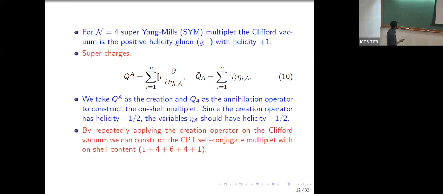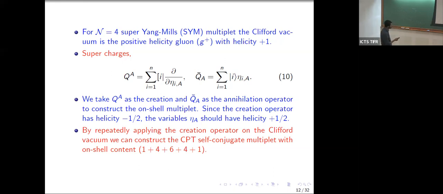So by repeatedly applying the creation operator on the Clifford vacuum, meaning G plus, we can construct the CPT self-conjugate multiplet with on-shell content 1, 4, 6, 4, and 1. We can count that: this one corresponds to G plus, the positive helicity gluon, and there are 4 supercharges. If we apply only one supercharge on the Clifford vacuum, meaning the creation operator, 4C1 is 4; similarly 4C2 is 6, 4C3 is 4, and 4C4 is 1. So these are the counts of the on-shell content.